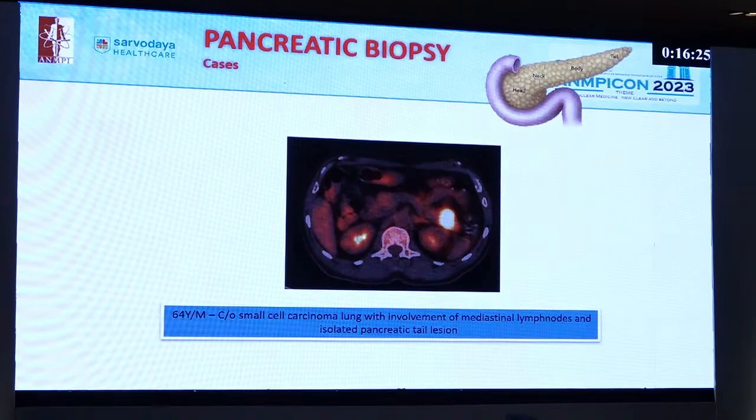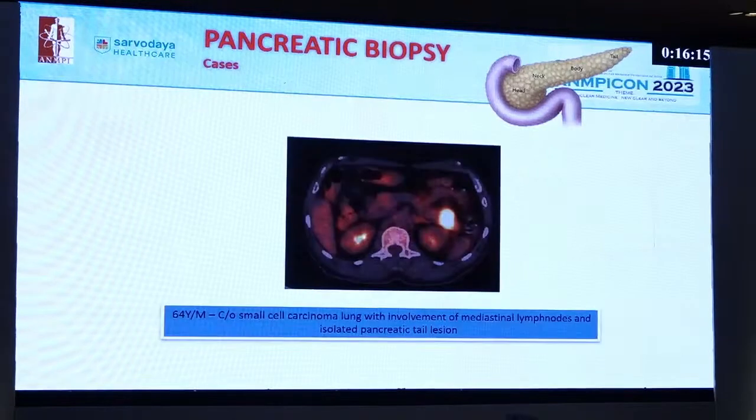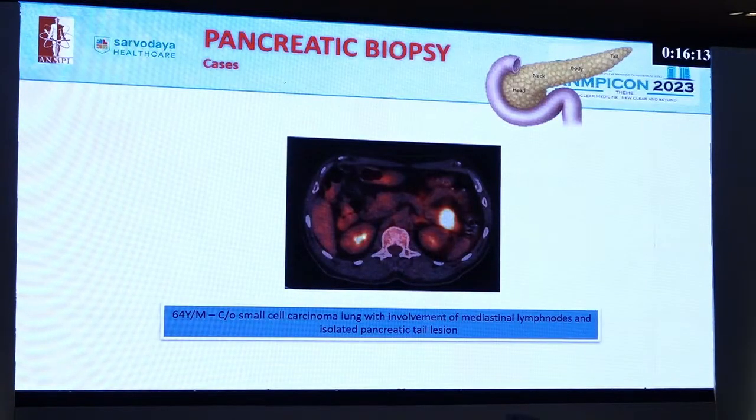This is a 64-year-old male, small cell carcinoma lung with involvement of the mediastinal lymph node and an isolated pancreatic lesion. There is a mass in the tail of the pancreas. There is a bowel loop, the spleen is also there, and how to approach these lesions.